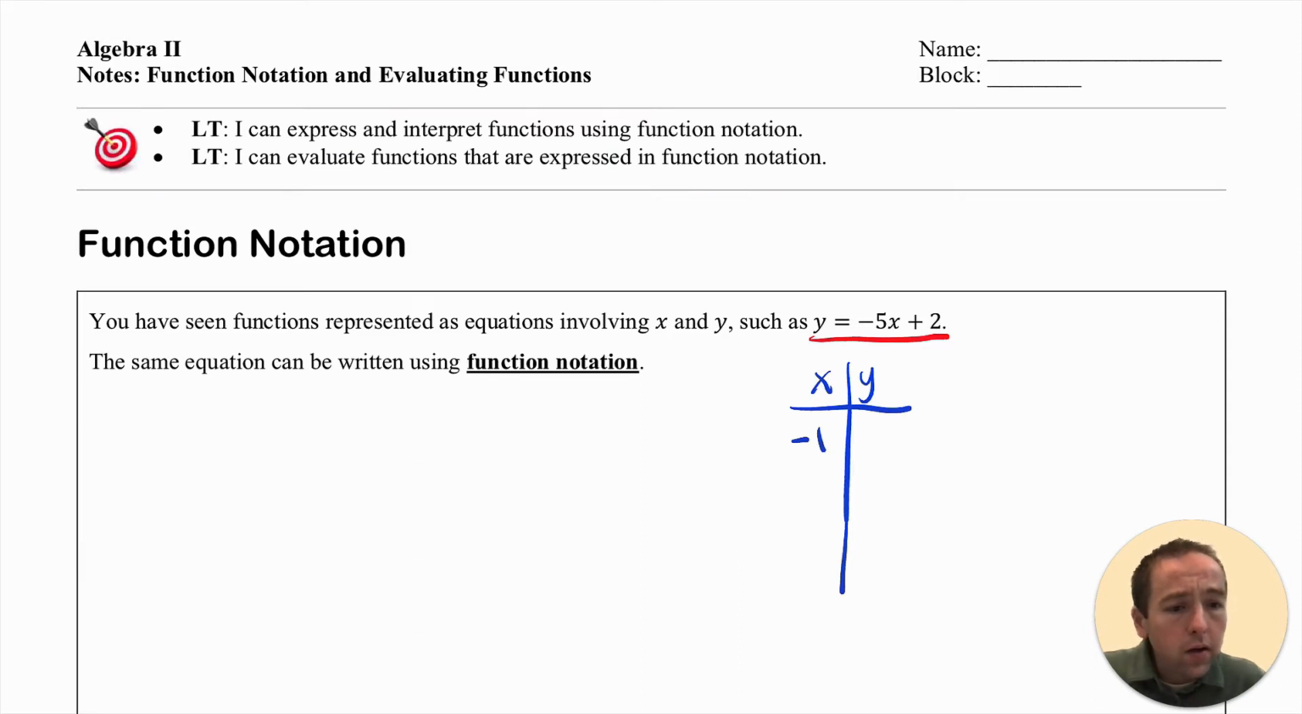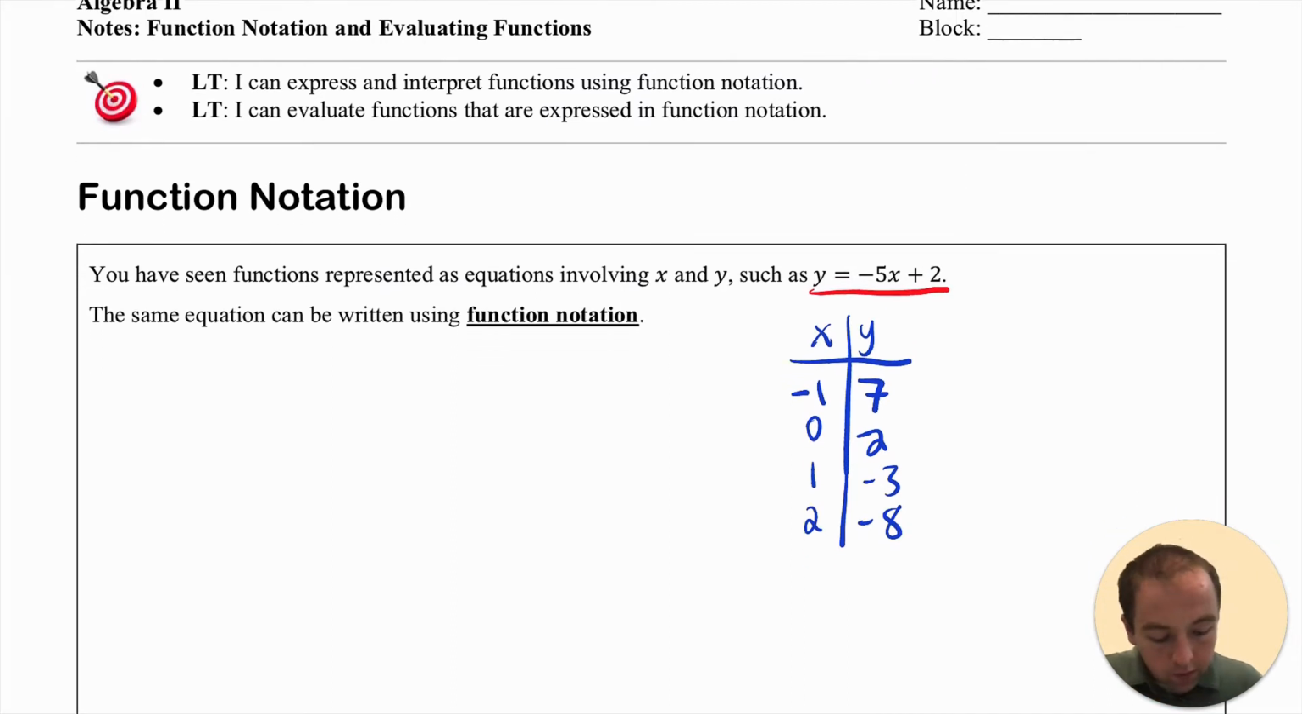Because when you plug it in and then you solve for y, you end up getting a 7 for a corresponding y value. So the same is going to be true no matter what input you plug in. You're always going to get just one unique output for each particular input. So I'll just give a few examples right there.